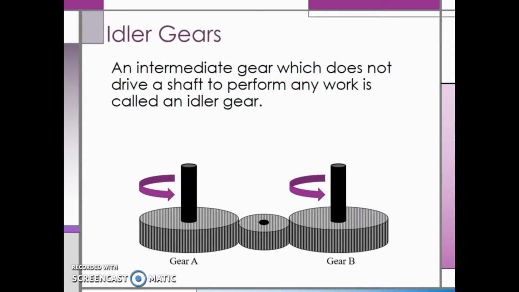In a gear train, we sometimes have what are called idler gears. An idler gear is an intermediate gear which does not drive a shaft to perform any useful work. An idler gear is sometimes thrown in there so that both gears that drive a shaft can rotate in the same direction, which is useful when you want the shafts to rotate in the same direction.